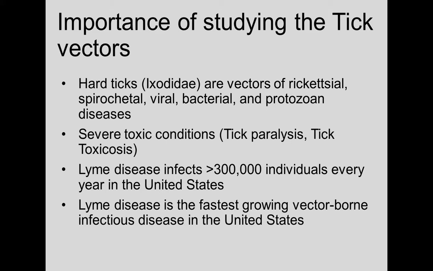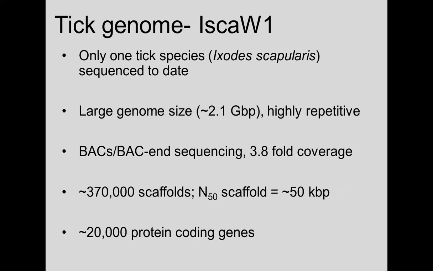And when we are trying to understand these vectors, one of the areas that we are lacking is the availability of a good genome. This is the first assembly, the ISCA-W1 assembly, that was published in 2016. It is the only tick species that has been sequenced to date, Ixodes scapularis. The problem with tick genomes is they're quite large. For example, the Ixodes scapularis genome is 2.1 gigabase pairs, and another complexity is that it is a highly repetitive genome.